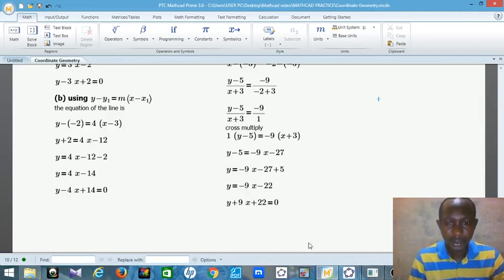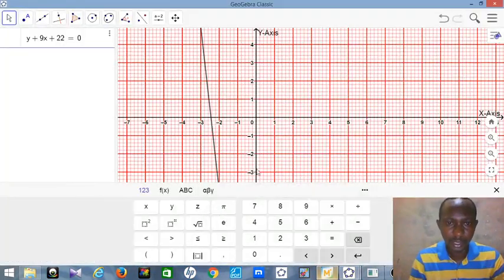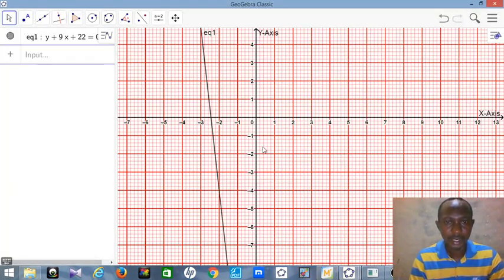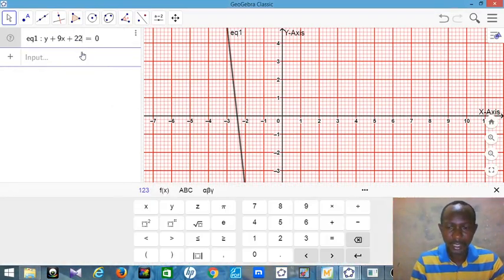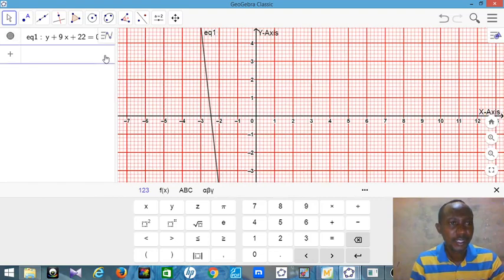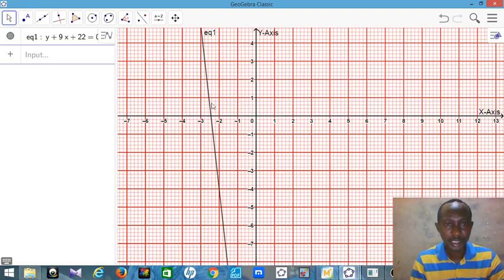So you will see that the gradient is going to be -9 and the y-intercept, the graph is going to cross the y-axis at -22. You are going to see it here. You can see it. This is the graph. I've plotted the graph already. This is the line. You can see the line.